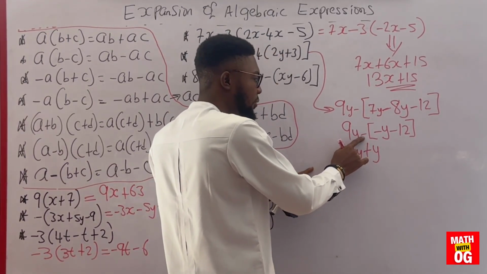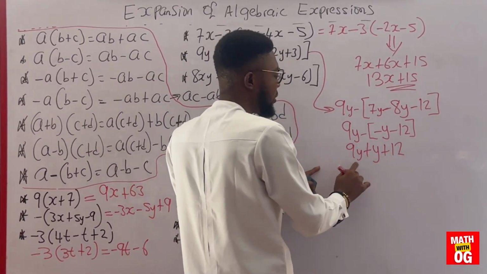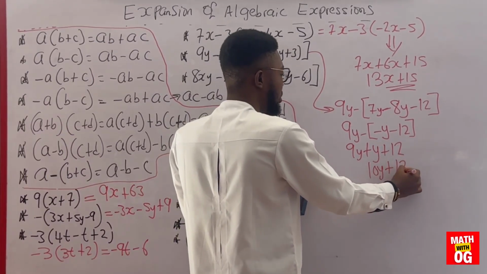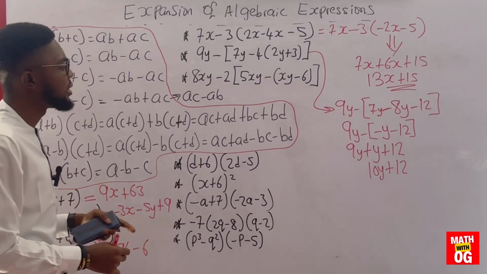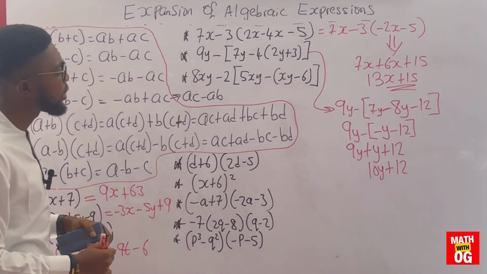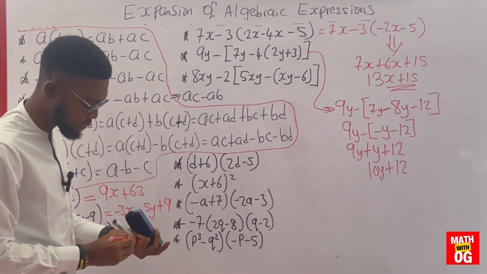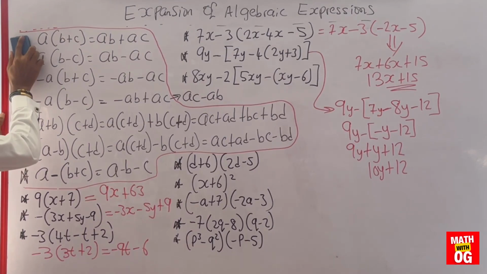Now, your negative 1 multiplying negative 12 will give us a positive 12. 9y plus y is 10y. This is 10y plus 12. So that's the answer to the question. Now over to the next question. I think I'll have to wipe this part.